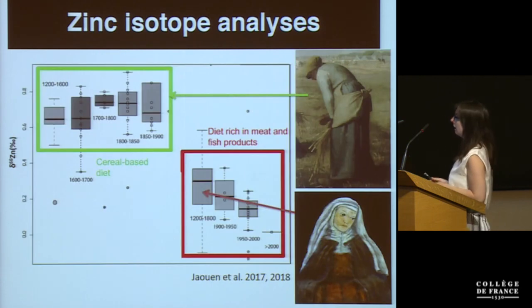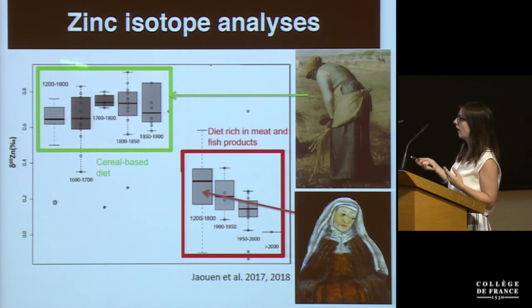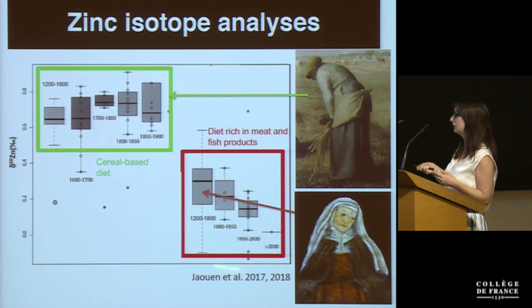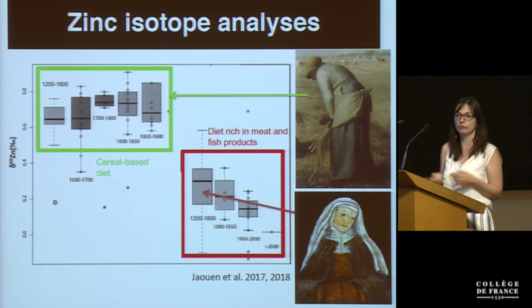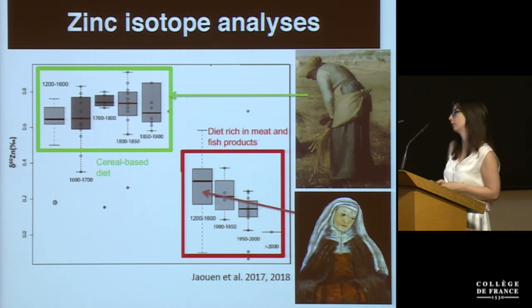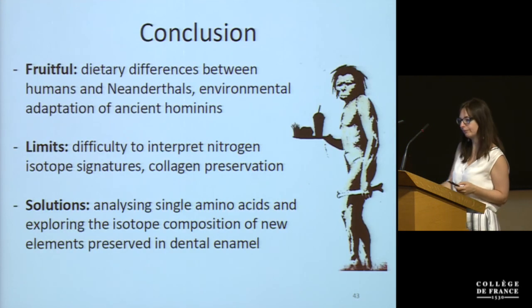And I recently studied different French populations from different time periods, and what I could see is that cereal-based diets have elevated zinc isotope ratios, and the populations with meat consumption have the lowest ratios. So it looks like we can interpret the diet of humans and then hominins.